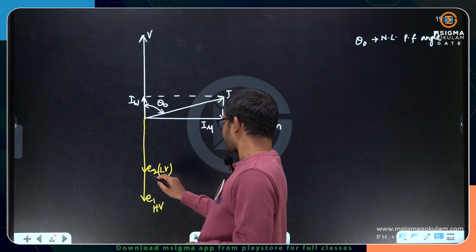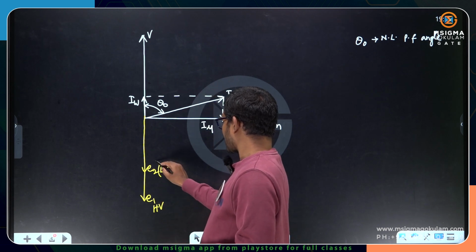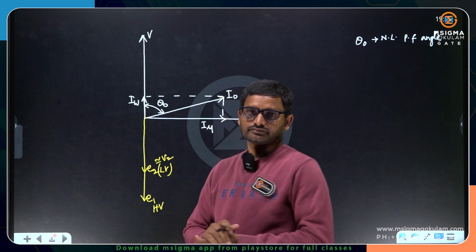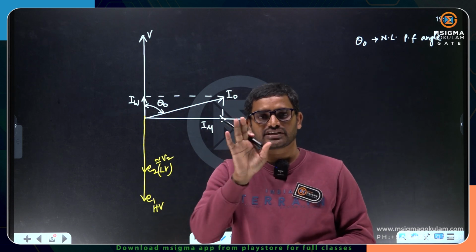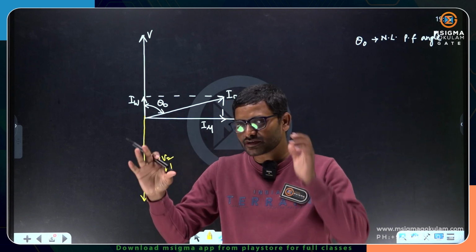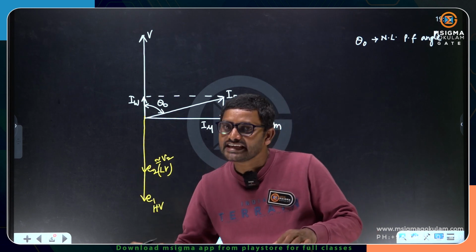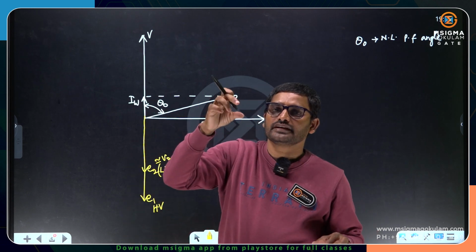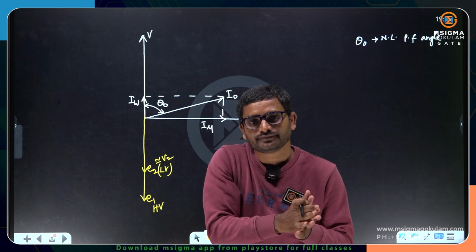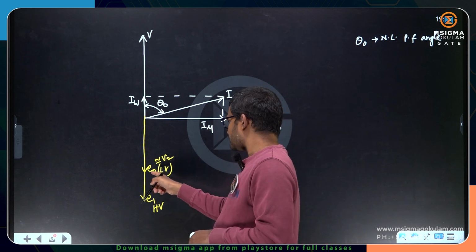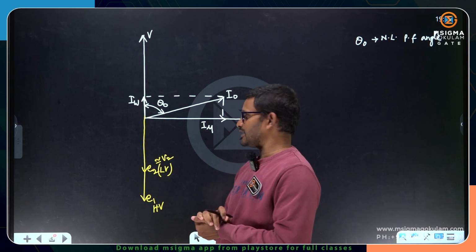Let us assume for the time being E2 is almost equal to V2. The terminal voltage is almost equal to V2. Actually, it will not be. Terminal voltage will be less than the induced EMF, because EMF will be generated and it will be dropped, and then later the voltage will be available. So here V2 is approximately equal to E2, I am assuming.